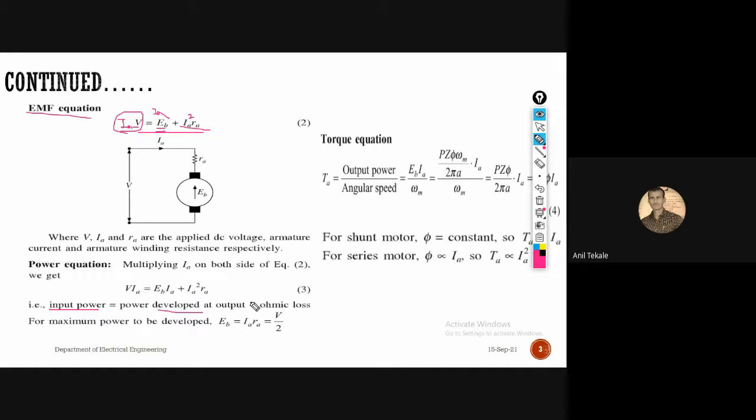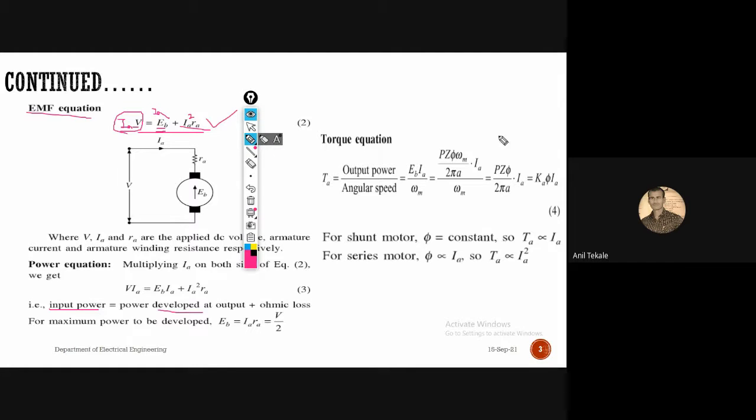And IA square RA, we know, is the ohmic losses. Depending on that, there is the torque equation, which is nothing but output power divided by angular speed. So we can derive it as EB into IA divided by omega m. Again, that EB we can replace by phi Z N P divided by 60A. Once we solve that, we get the value Ka into phi into IA.